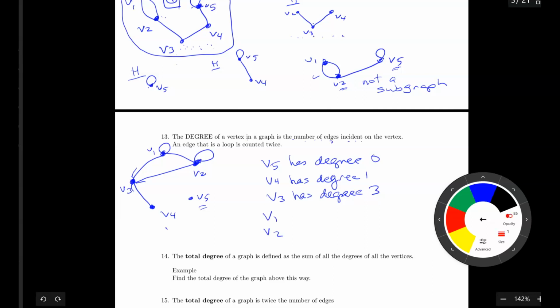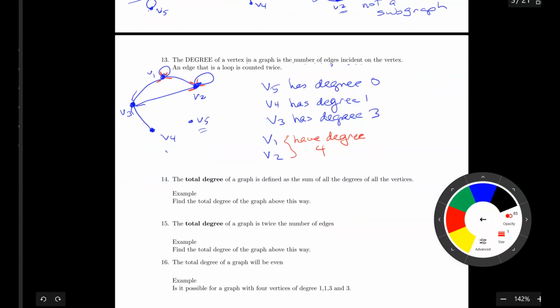Okay, I'm going to pick up a different color here. So let's look at V1. I've got this edge, this edge, this edge, and this edge. So there are 4 edges. This loop gives 2 degrees to this vertex. Same with this, right? 1, 2, 3, 4. So these both have degree 4. All right, let's stop there.